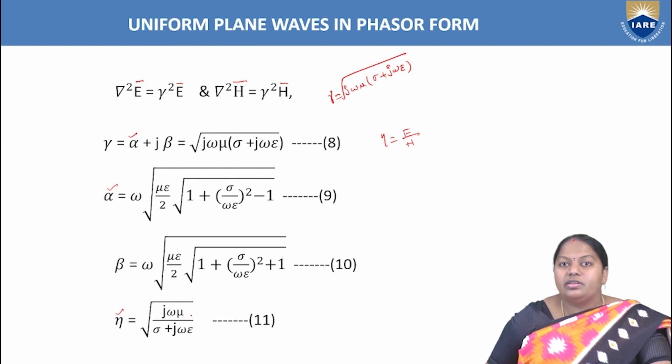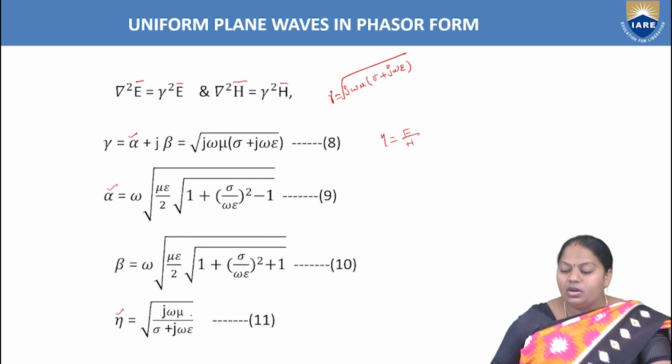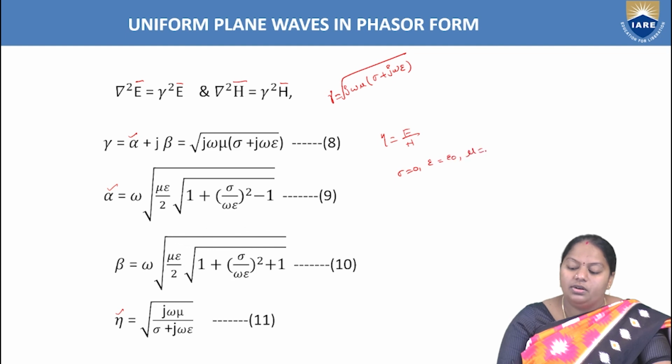So in this lecture, what we have learned is the definition of a uniform plane wave, which is an electromagnetic wave propagating in free space medium. In order to derive the mathematical equation for the uniform plane wave, we need to know the fundamental characteristics of the free space medium. For a free space medium, sigma equal to 0, epsilon equal to epsilon naught and mu equal to mu naught. Depending upon all this, we have used two Maxwell's equations.